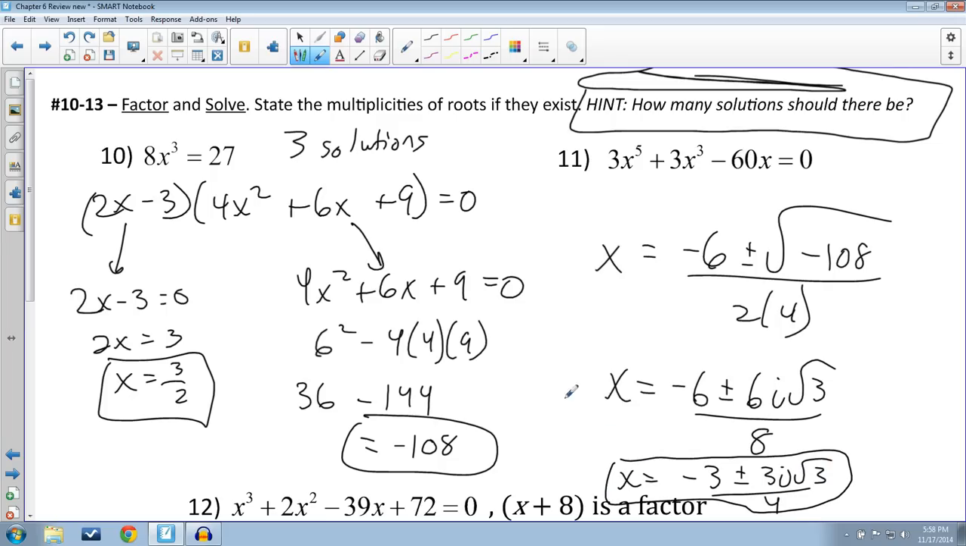So your 3 solutions are 3 halves, negative 3 plus 3i root 3 over 4, and negative 3 minus 3i root 3 over 4. That's an i, by the way, not a 3. I curve a little too much up there. Okay, so please pause that if you need to write that down, because I'm going to erase it.